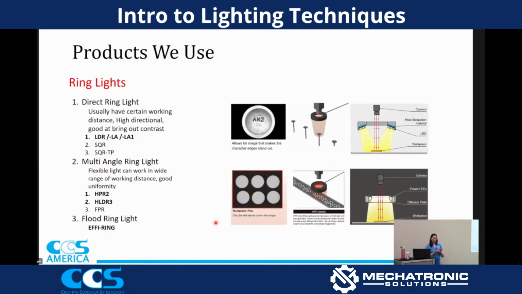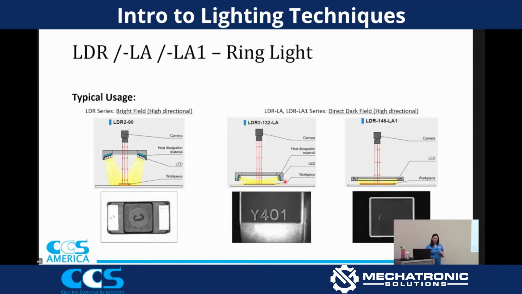Other products we use to achieve the bright field or dark field are ring lights. The LDR series has both. The LDR2 is just bright direct angle, and then the LA and LA1 are the low angle lights. We have multi-angle ring lights, which are the HPR2, the HLDR3, and the FE ring as well. A little bit of structure differences between the LDR, LA, and LA1.